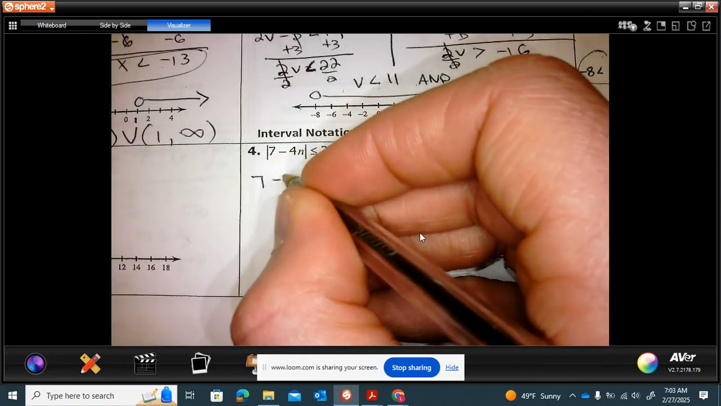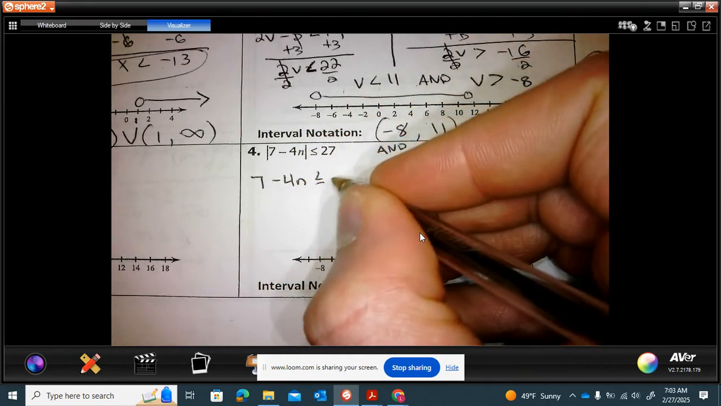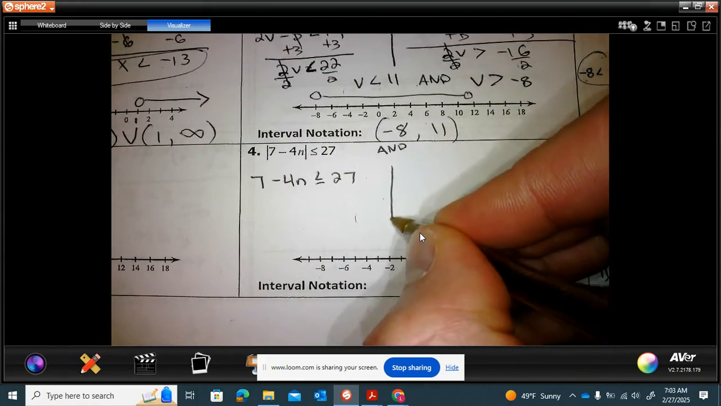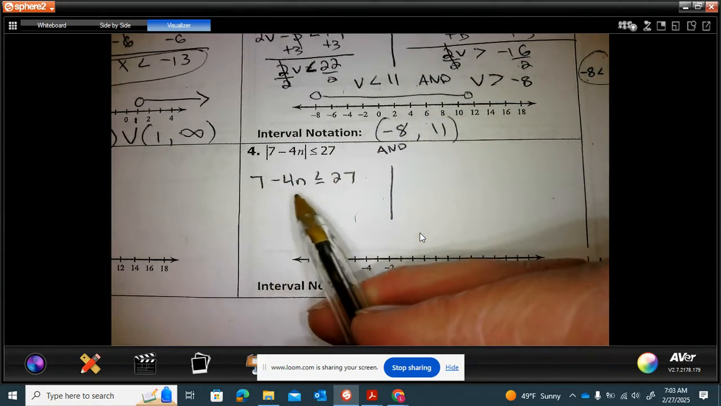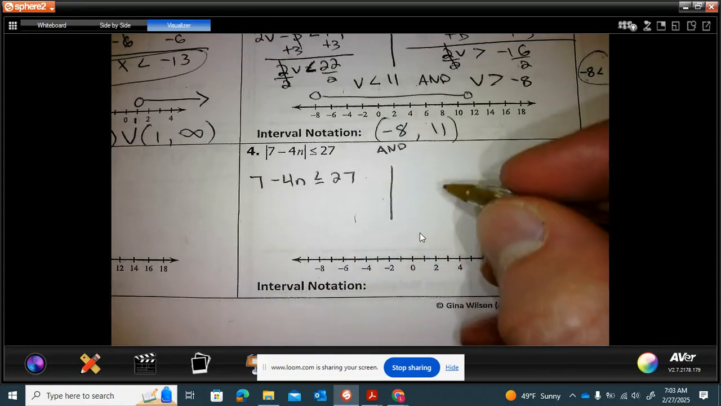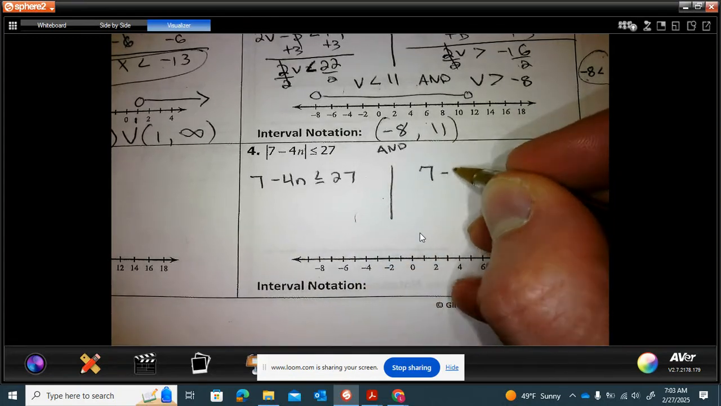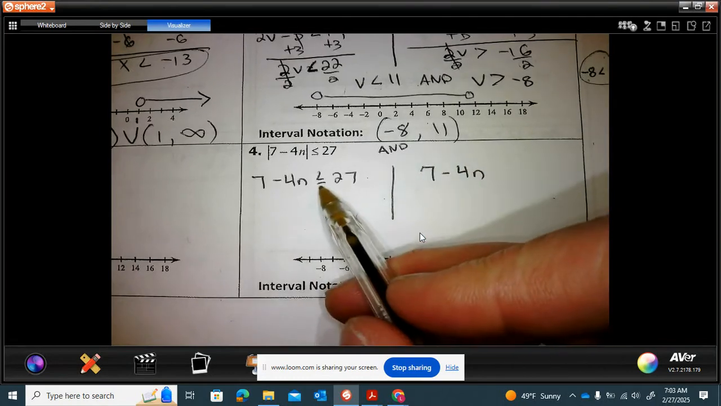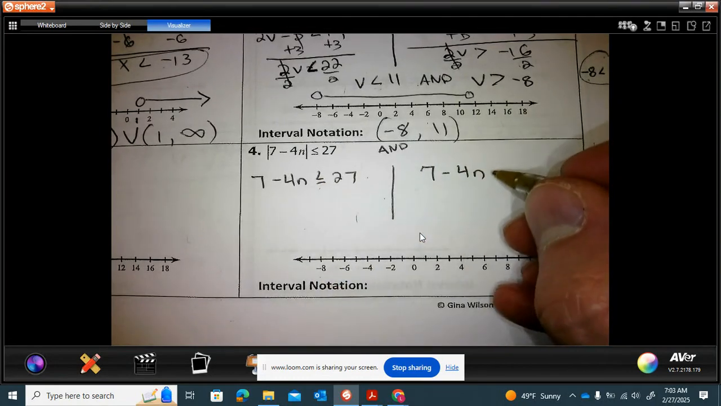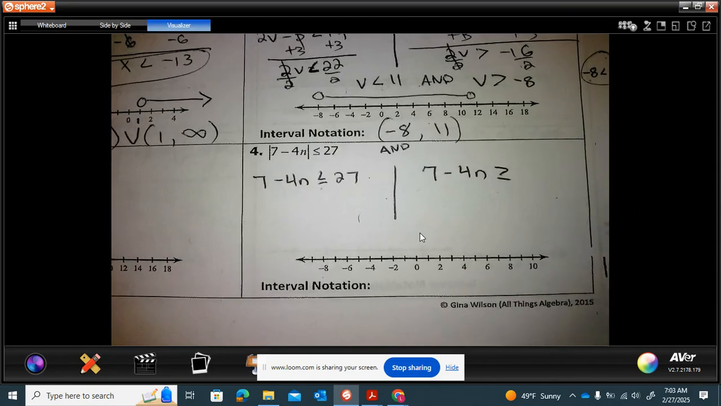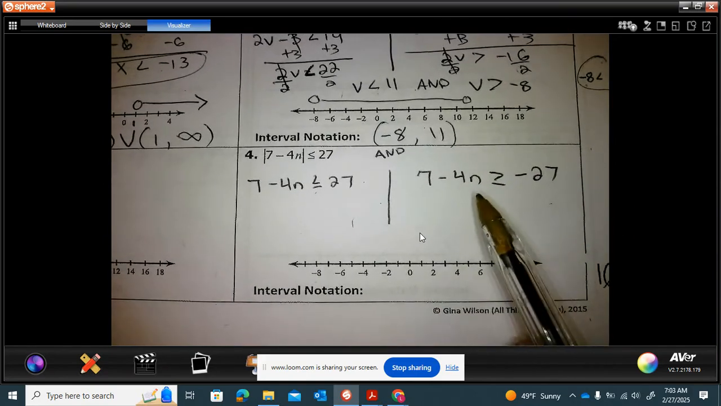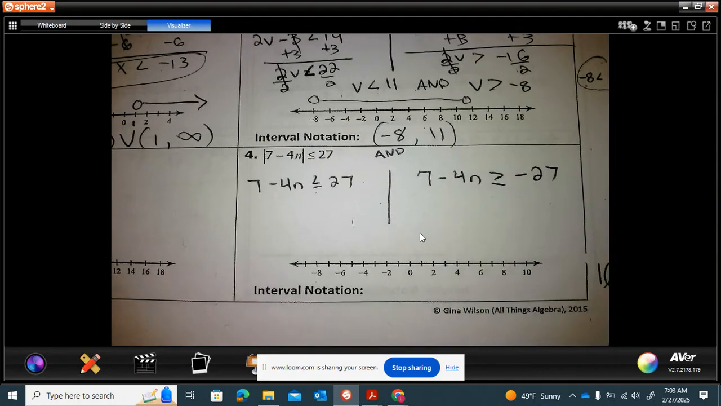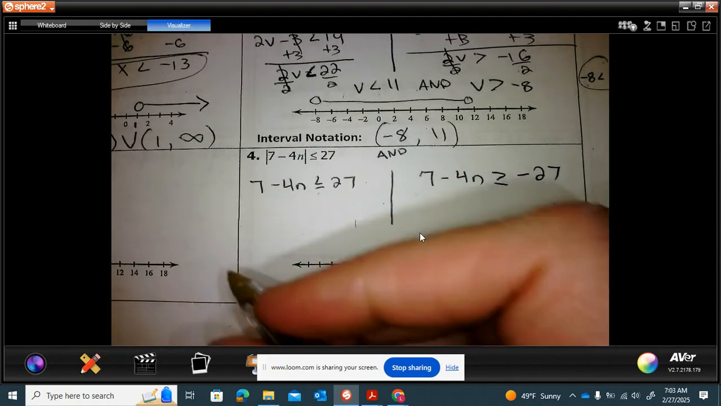So I do 7 minus 4n less than or equal to 27. My first inequality is probably the easiest to set up. I write it exactly the same, but I just drop the absolute value symbol. My second inequality is almost the same thing, but instead of having less than or equal to, I'm going to have greater than or equal to, and then I'm going to change it to -27. So I flip my symbol and I change it to a negative. Then I have to solve it.